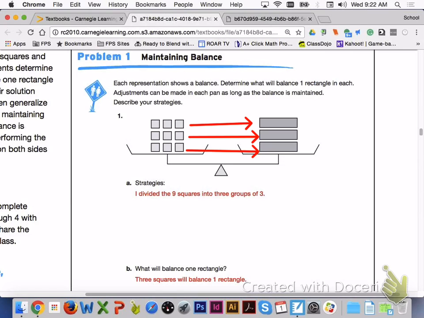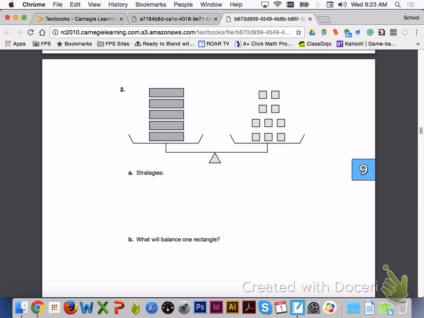For number 1, letter A, you can divide the 9 squares into 3 equal-sized groups of 3. For letter B, 3 squares will balance 1 rectangle. Please turn to page 627, answer number 2, letters A and B with your group members.